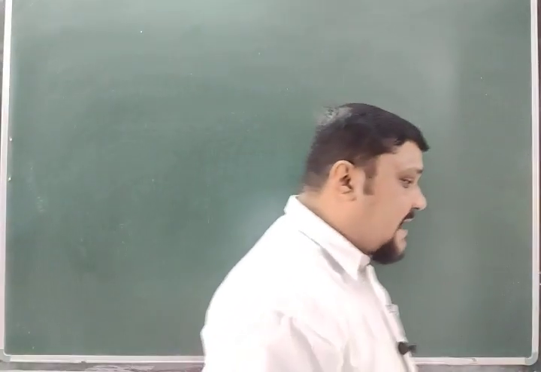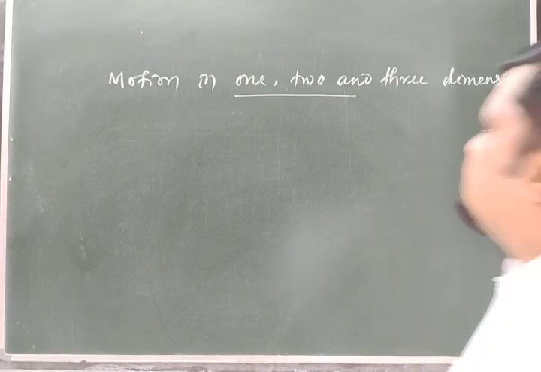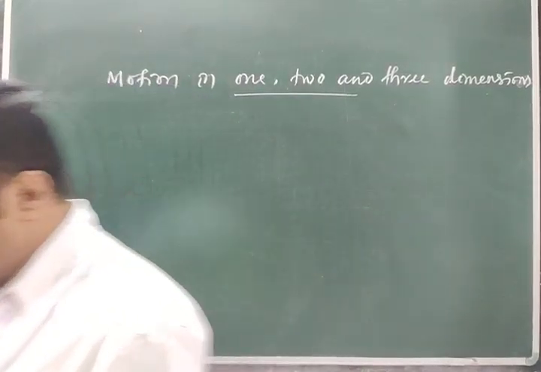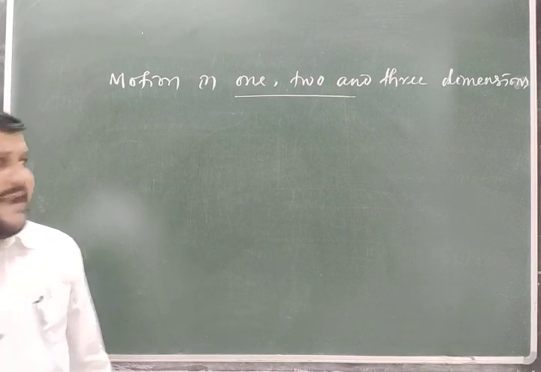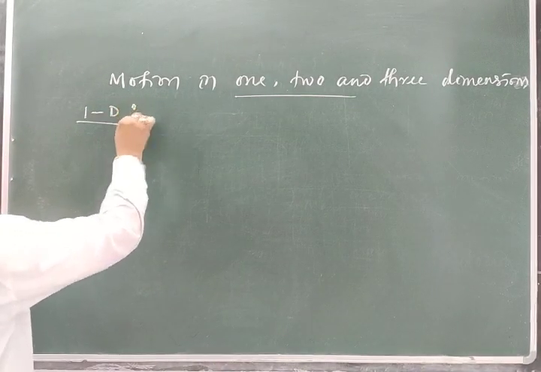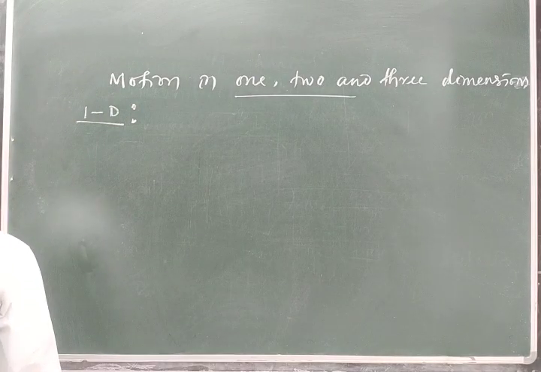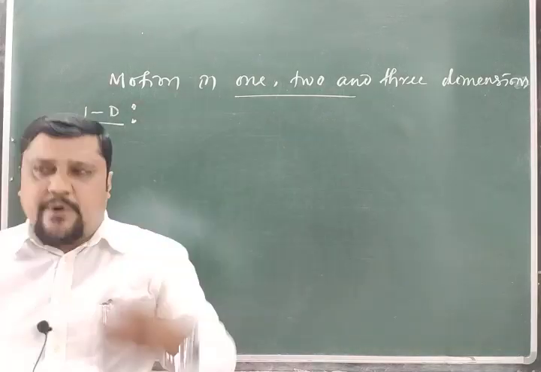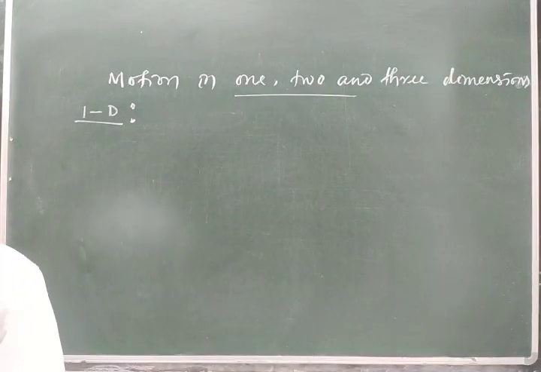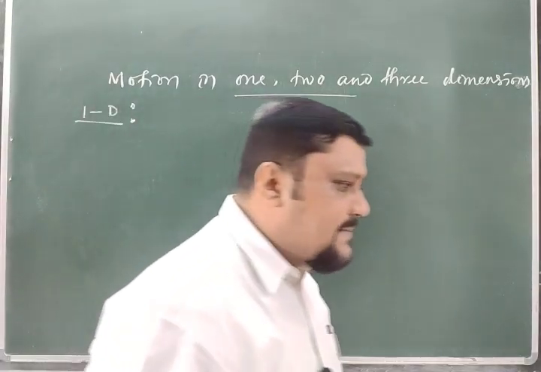Okay, now we will go for the motion in 1 dimension, 2 dimensions and 3 dimensions. So now come to what is this motion in 1, 2 and 3 dimensions. Okay, so motion in 1 dimension, 1D, I can write. When can we say that? When a particle, meaning a point object or a point particle, is moving along a straight line or a path, it is said to be 1 dimensional motion.